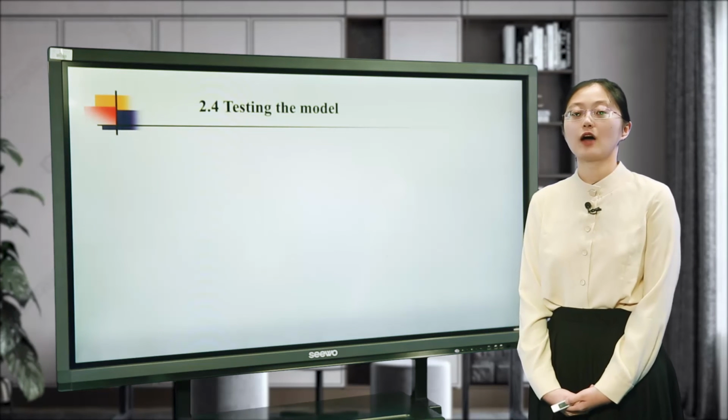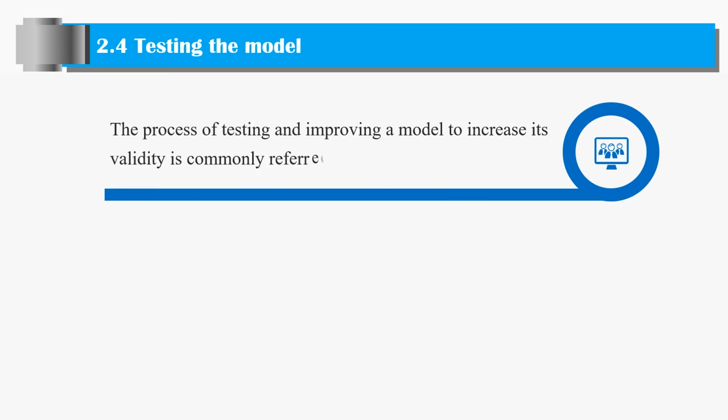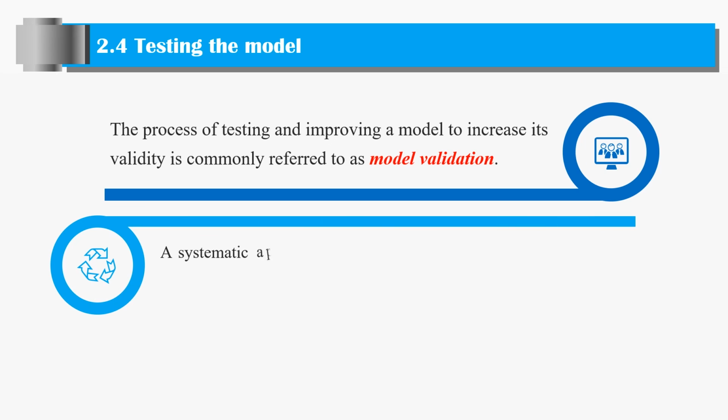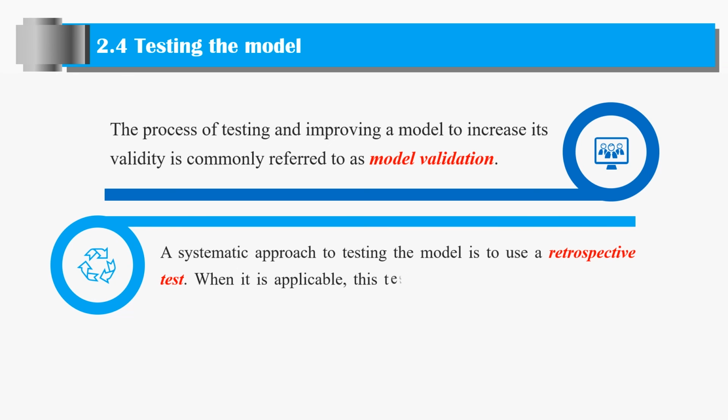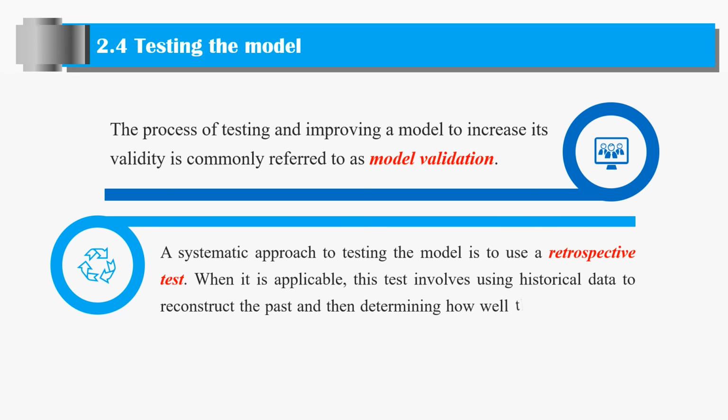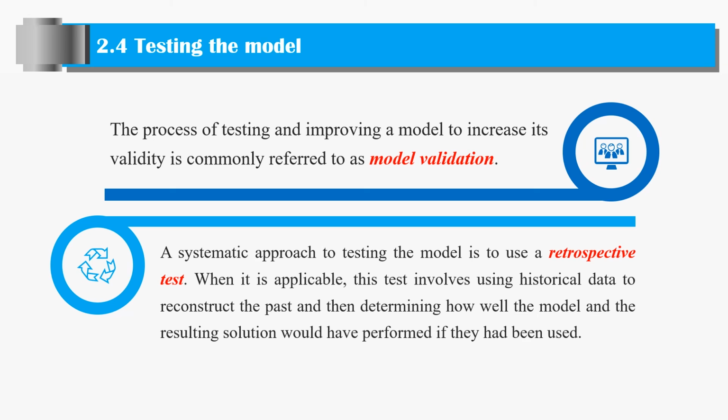Next, we talk about how to test the model. The process of testing and improving a model to increase its fidelity is commonly referred to as model validation. A systematic approach to testing the model is to use a retrospective test. When it's applicable, this test involves using historical data to reconstruct the past and then determining how well the model and the resulting solution would have performed if they had been used.